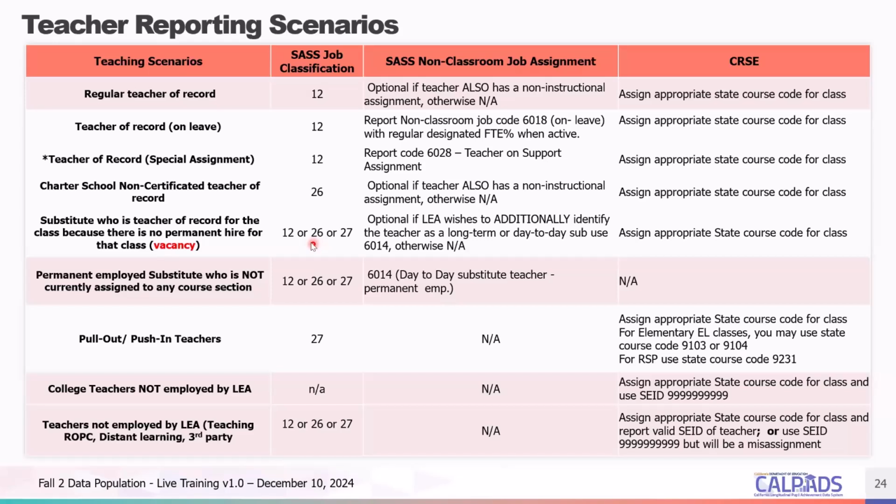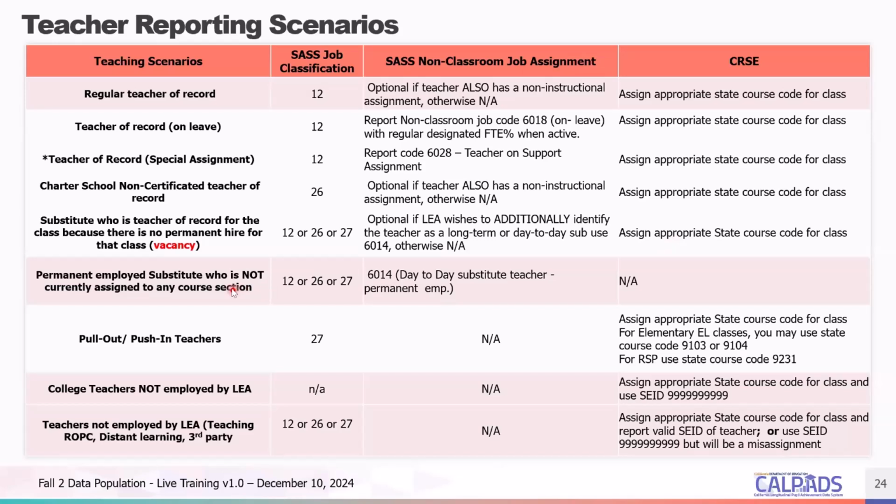If you wish to additionally identify the teacher as a long-term or a day-to-day substitute, you can report the non-classroom based job assignment code of 6014. However, this is an optional field in this case. In the course section record, you would assign the appropriate state course code for the class to the substitute teacher of record in this scenario.